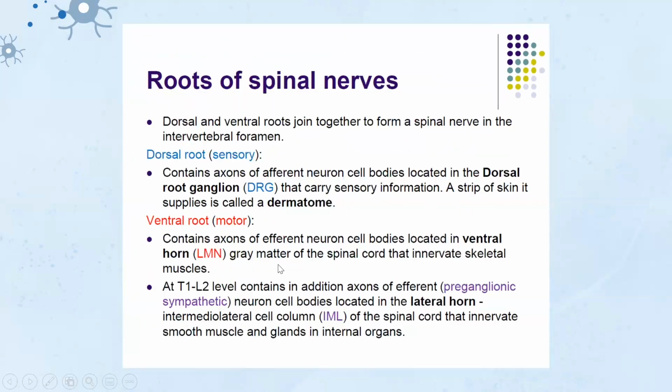This is what we said before: at the level of T1 and L2, there will be a lateral horn. And because there is a lateral horn, the axons of the efferent neuron cell bodies will be there, and they will innervate the smooth muscles and the glands in the internal organs, okay?